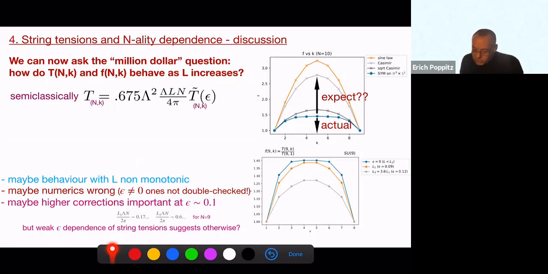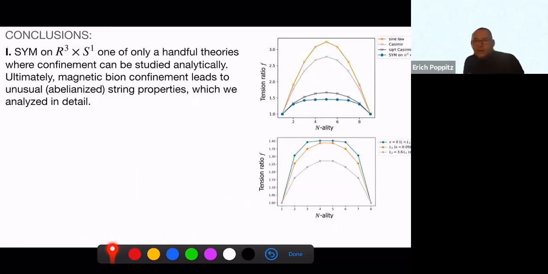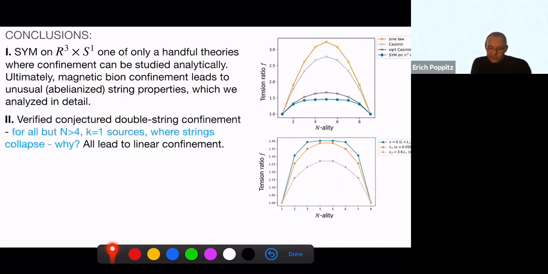Okay. So I can go to my conclusions and enumerate them. This theory that I studied is one of only few theories where confinement can be studied analytically. Ultimately, it is the mechanism of confinement that makes this property so unusual. In particular, this unusual N-ality dependence is something that we haven't seen before. So we analyzed it in detail.